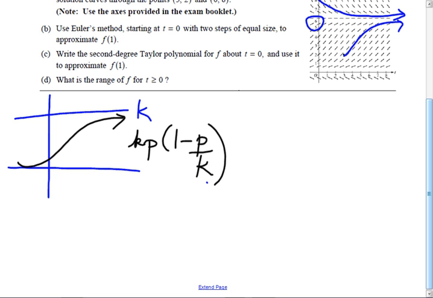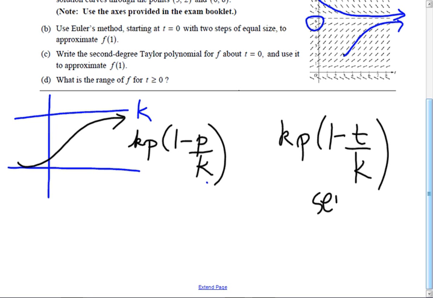Versus, you could see this, k P times 1 minus t over K. That looks logistic, but it's not. That's a separable. So then when you see that, how do you deal with that? Then you separate them. And we can go back and do a problem again. We should do one of those.